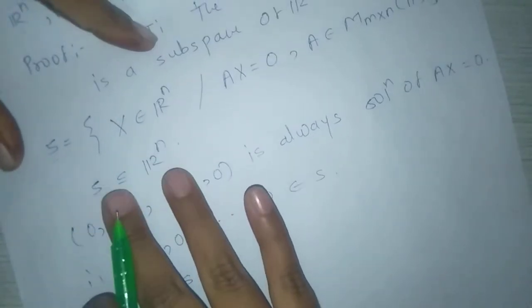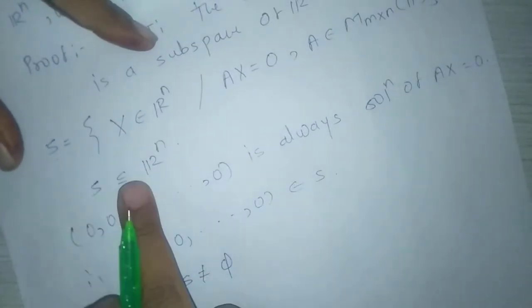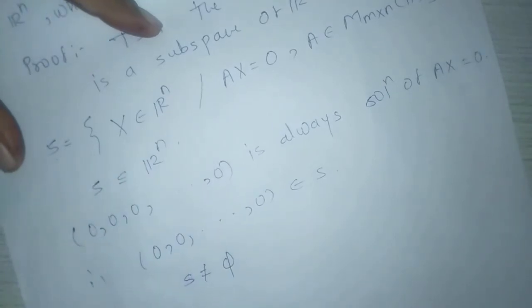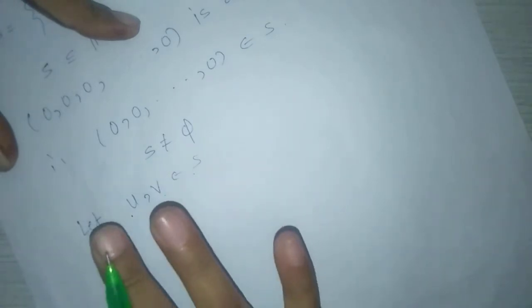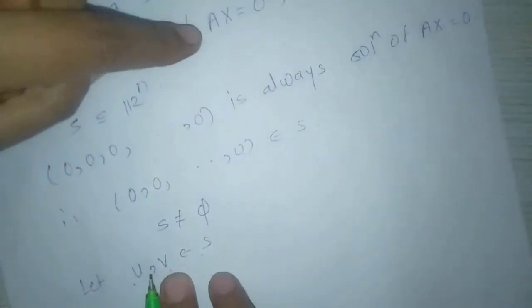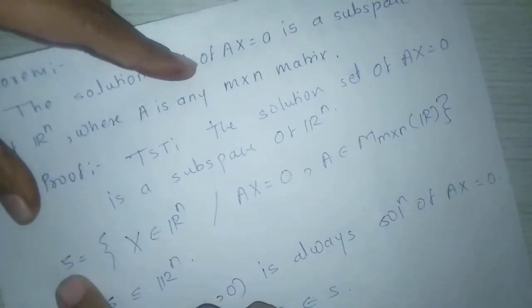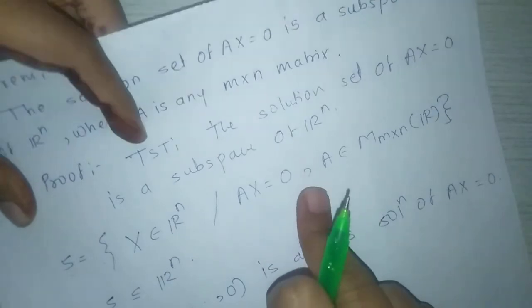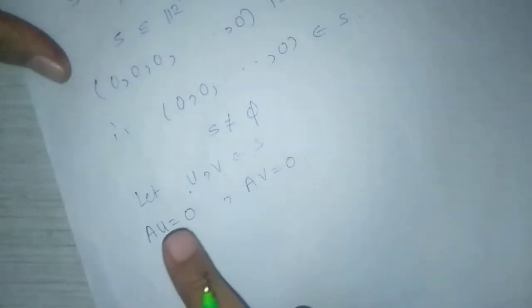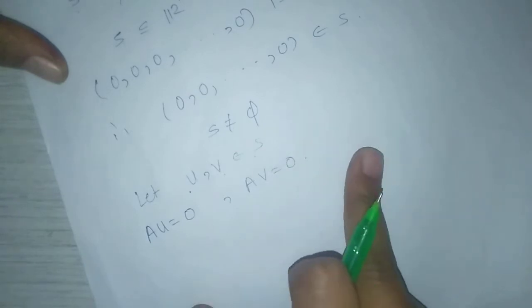Here S is a subset of Rn. This is the necessary condition for a subspace. Let u, v belong to S. u, v belong to S means u and v are solutions of A times x equal to 0, means A times u equal to 0 and A times v equal to 0. Here x belongs to S means A times x equal to 0. Now u, v belong to S means A times u equal to 0, A times v equal to 0.